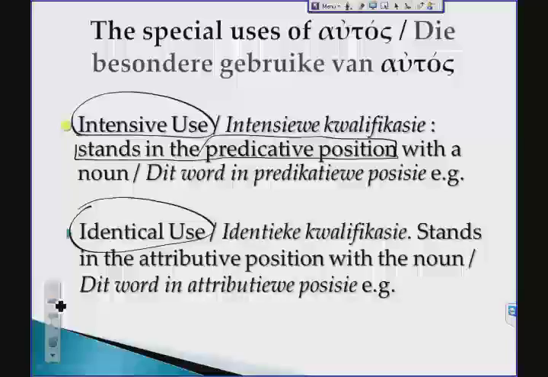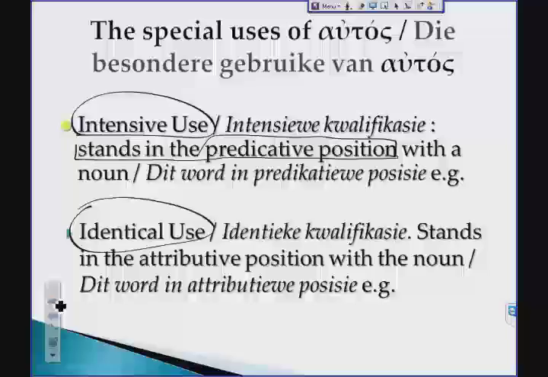Who can just describe that for me? Stand before the noun or after the noun. Not in the middle. No? KK, you want to try? When we talk about the predicative position, where is that place? What is that position?